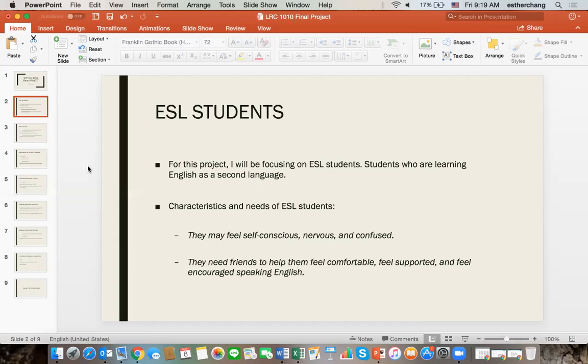So the characteristics and needs of ESL students. They may feel self-conscious, nervous, and confused. They need friends to help them feel comfortable, feel supported, and feel encouraged when speaking English.